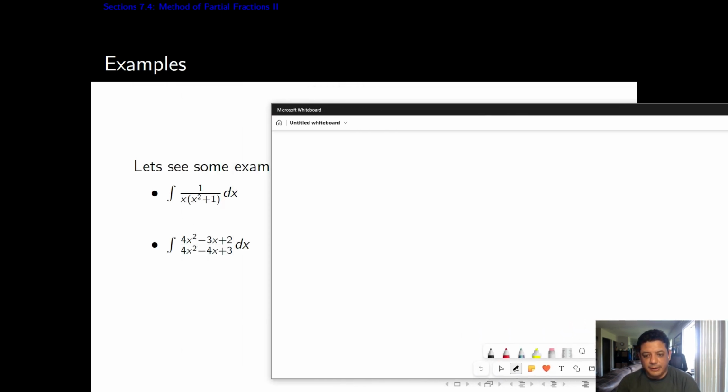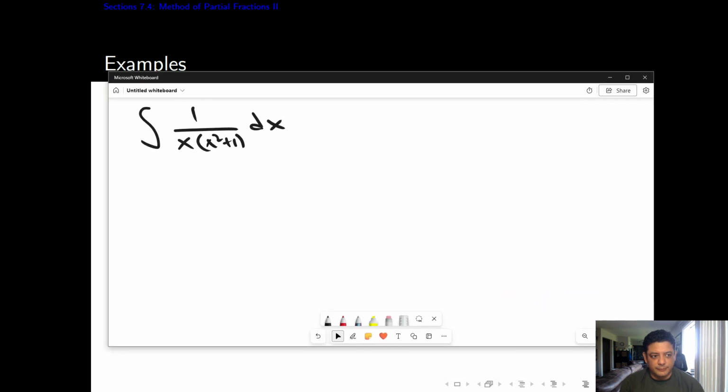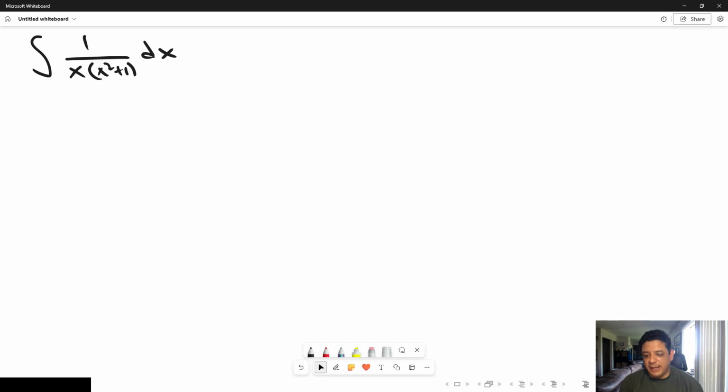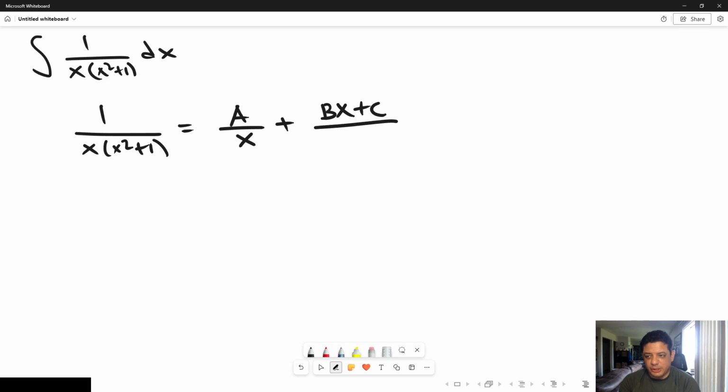So first, we're going to go with the integral of 1 over x squared plus 1, dx. And so again, the x squared plus 1 factor is an irreducible term, because the solution of this equal to 0 will be the number i, which is the square root of minus 1. So this factor is going to be irreducible. So if we want to arrange the partial fractions here, this is going to have the following shape: A over x plus bx plus c over x squared plus 1.